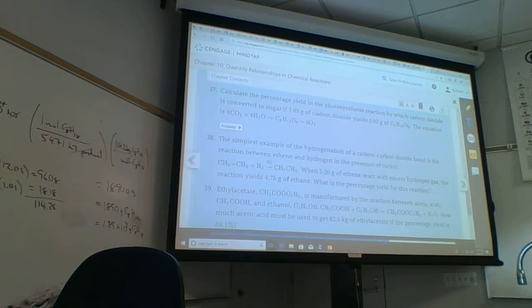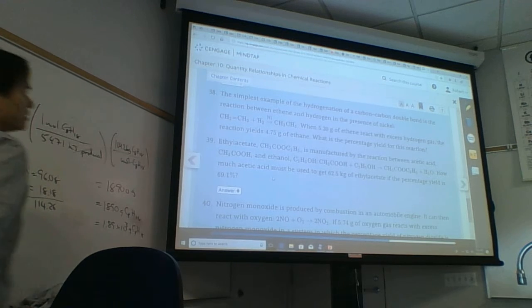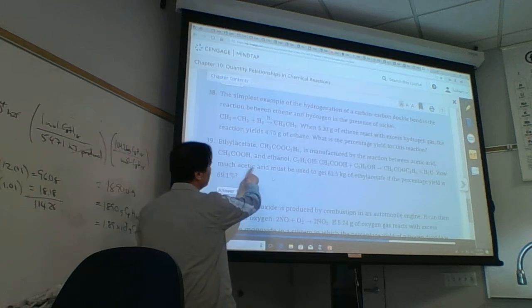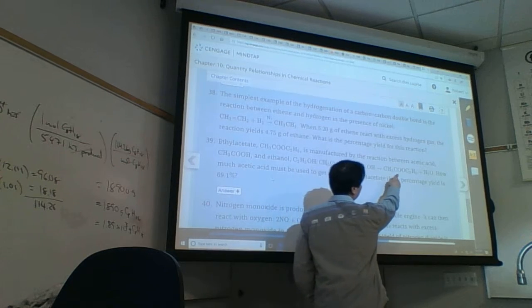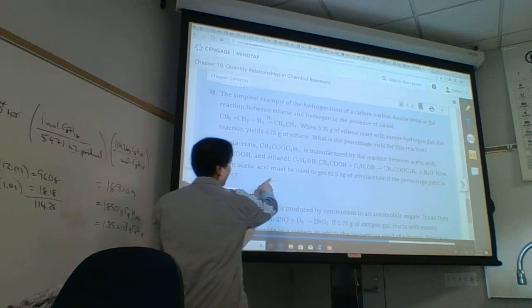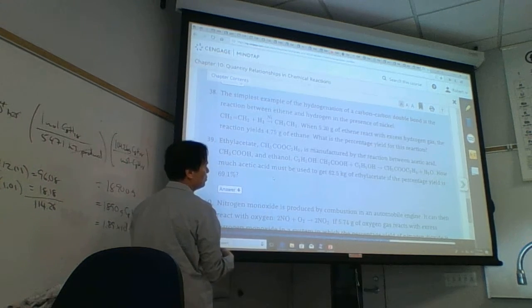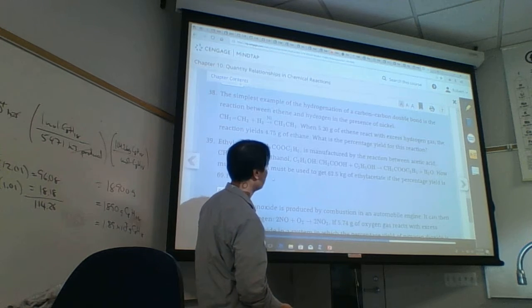Again, 38 is a percent yield problem. 39 is another. Well, 39 is different. 39 is ethyl acetate. Ethyl acetate is manufactured by the reaction between acetic acid and ethanol. And so this would be acetic acid, ethanol, that makes ethyl acetate and water. How much acetic acid must be used to get 62.5 kilograms of ethyl acetate if the percentage yield is 69.1?